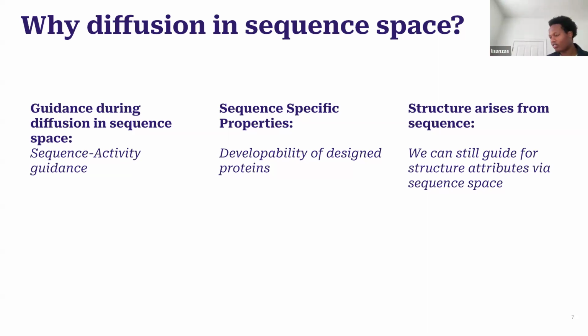And another important thing is, say you're actually trying to design a therapeutic, you need to be able to synthesize these proteins at scale. And so you need a protein that's easily synthesizable and has certain properties such that it doesn't easily aggregate. And so you can guide for these specific properties if your generation process is within sequence space. But in addition, as I mentioned earlier in the talk, structure specifically arises from sequence. So even though we're only manipulating sequence-specific properties, these properties actually give rise to specific structure attributes. So we're still able to design both sequence and structure by only interacting with it within the sequence space.